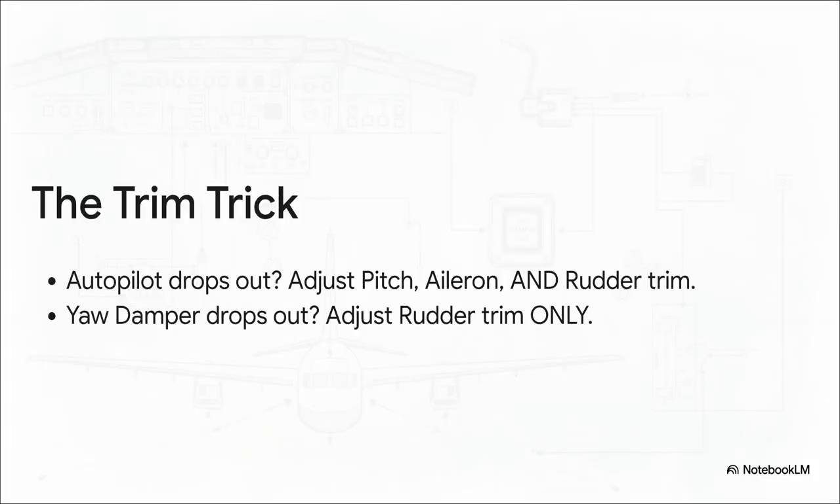Next up is the trim trick, and honestly, this one is incredibly satisfying and logical. When you're doing your physical actions for a disengaged message, how do you remember exactly which trims to adjust? Well, it's easy. The autopilot controls all axes of flight, right? So if it drops out, you must adjust the pitch, aileron, and rudder trim. But the yaw damper? It only controls the yaw. So if only the yaw damper drops out, you only adjust the rudder trim. Basically, the trim you adjust matches exactly what the system was controlling.